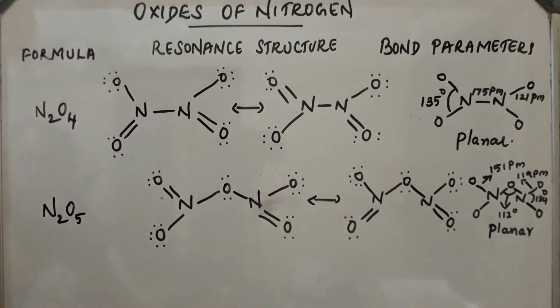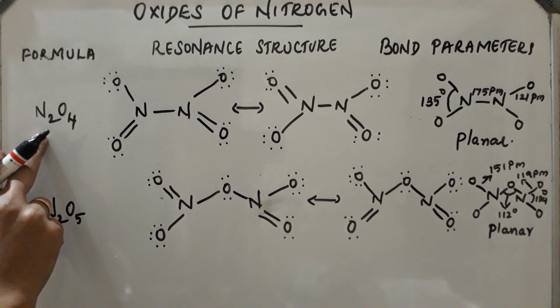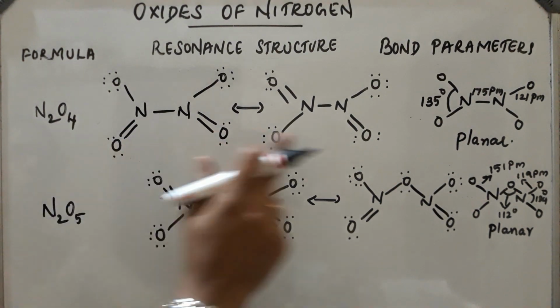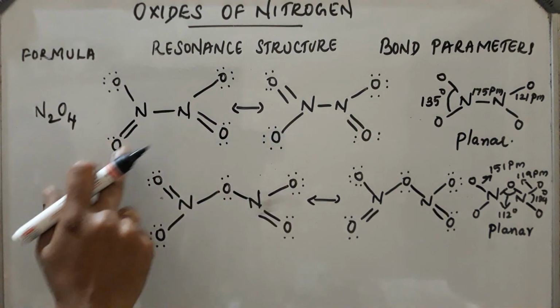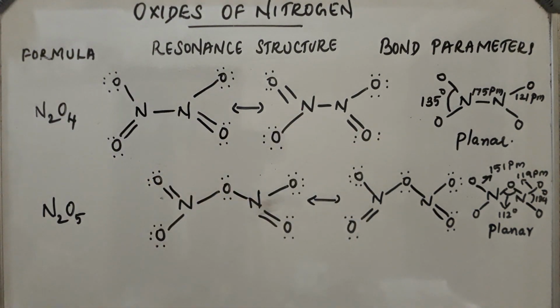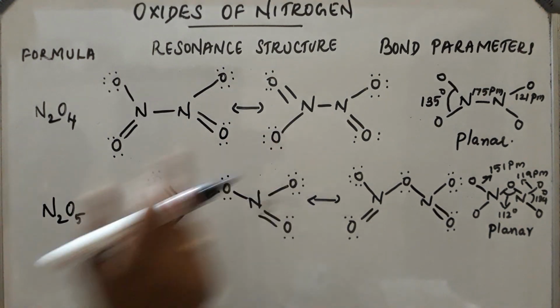So two more examples, N2O4 and N2O5. Okay, N2O4: NO2 dimerizes and forms N2O4. Okay, here these are the two structures. In this case, N double bond are on the same side and N double bond here are on the different side. These are the differences of these two resonance structures.